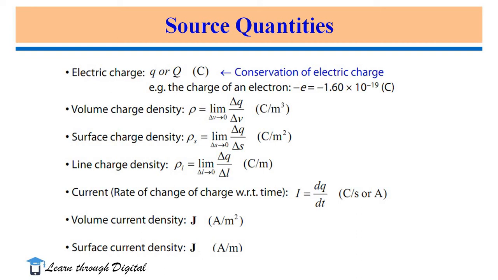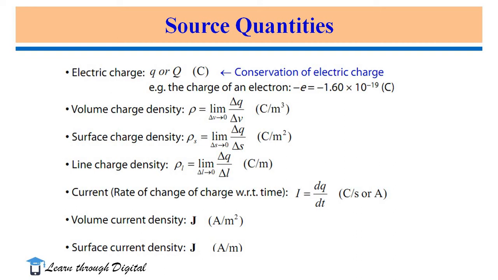Unit for line charge density is coulomb per meter. Next, current is another source for electromagnetic field. Current is a rate of change of charge with respect to time, that is I is equal to dq by dt. Unit for current is amperes.